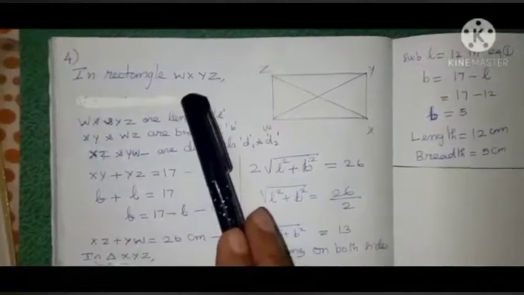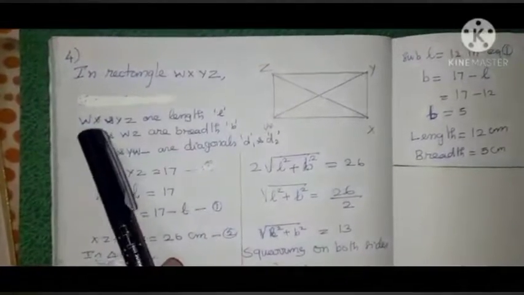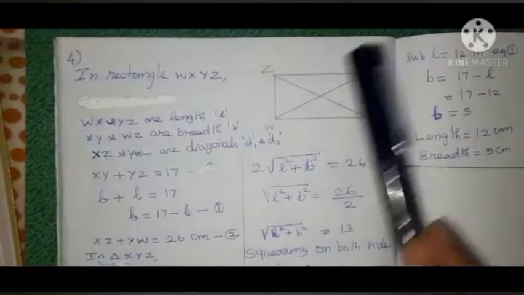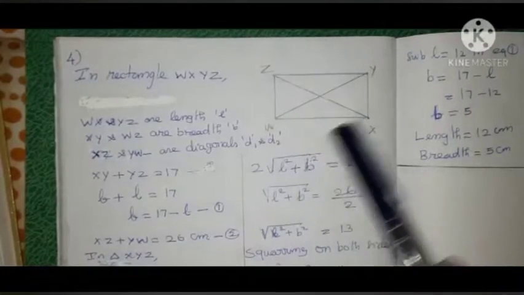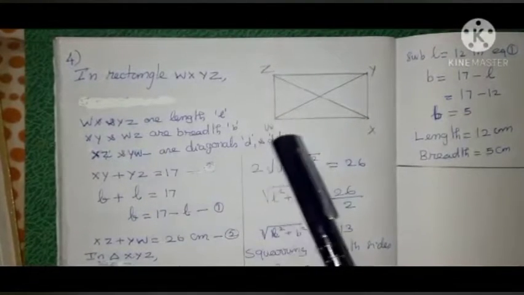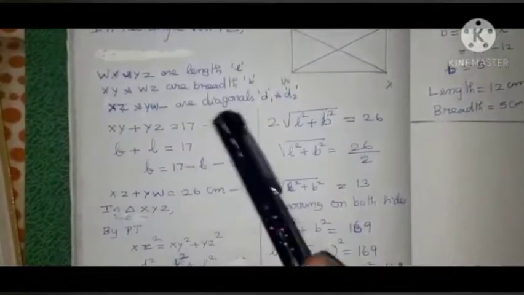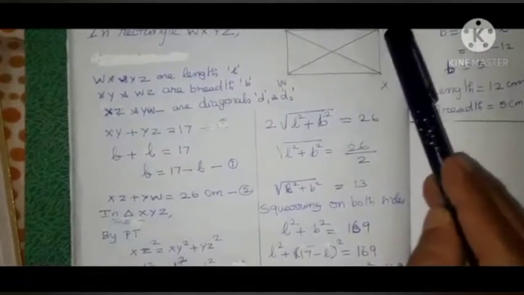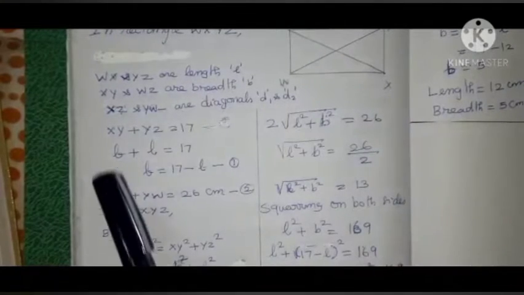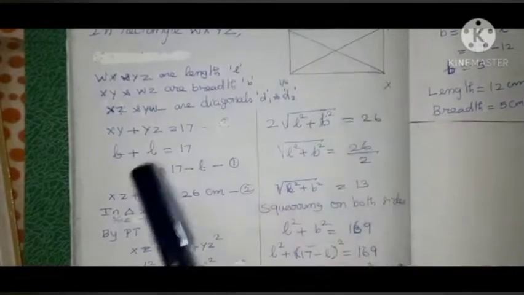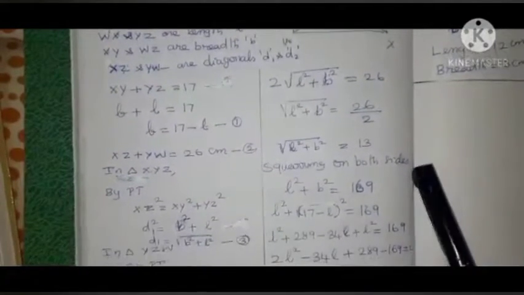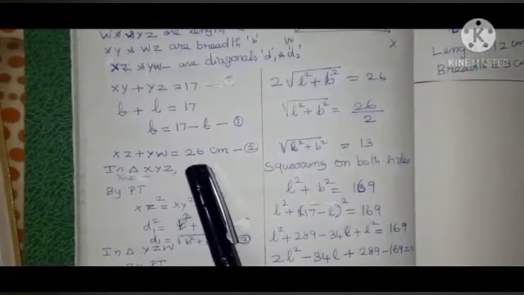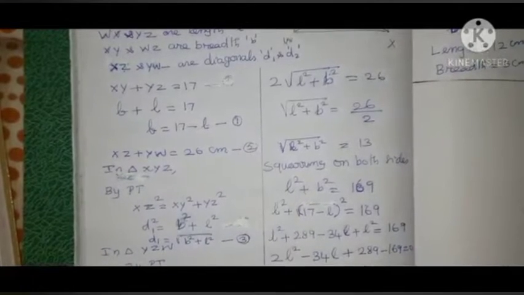In rectangle WXYZ, WX and YZ are length, taken as L. XY and WZ are breadth, B. XZ and YW are diagonals, say as T1 and T2. Given XY plus YZ is equal to 17. XY breadth, YZ length, B plus L is equal to 17. B is equal to 17 minus L, taken as 1. XZ plus YW is equal to 26, taken as 2.